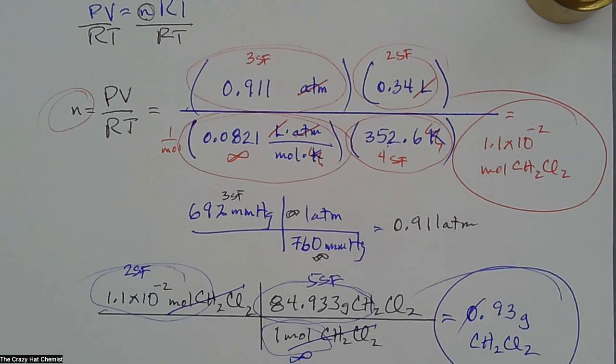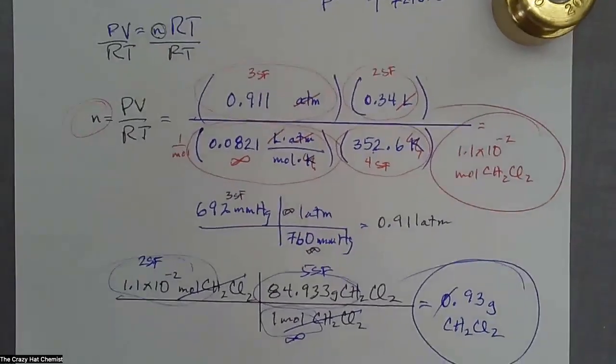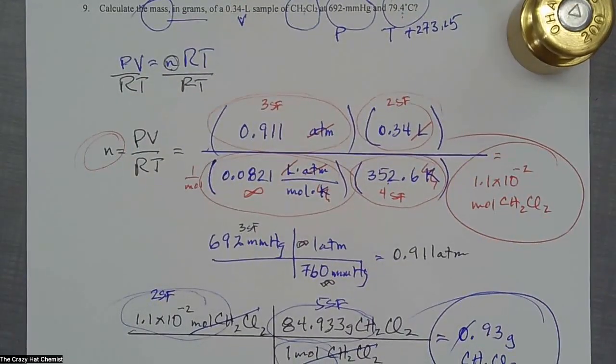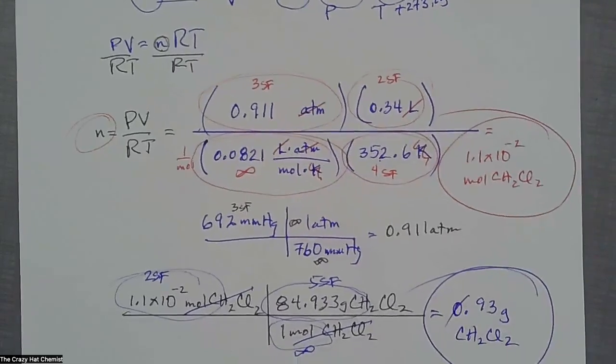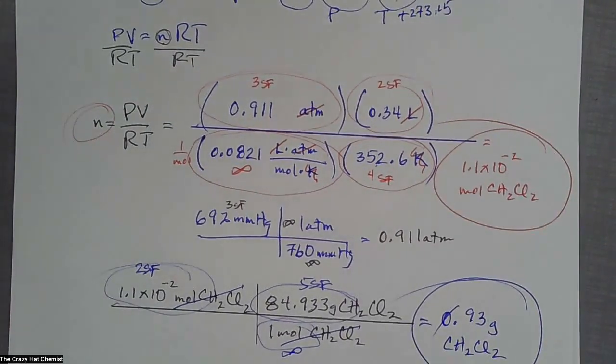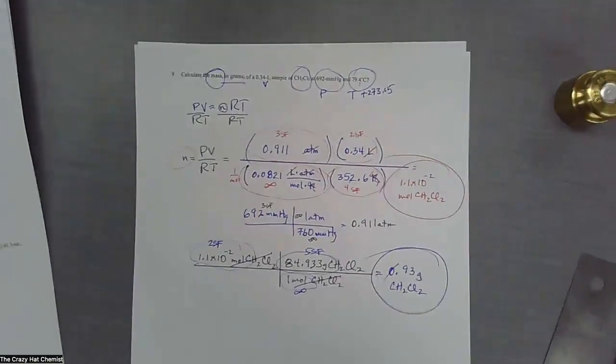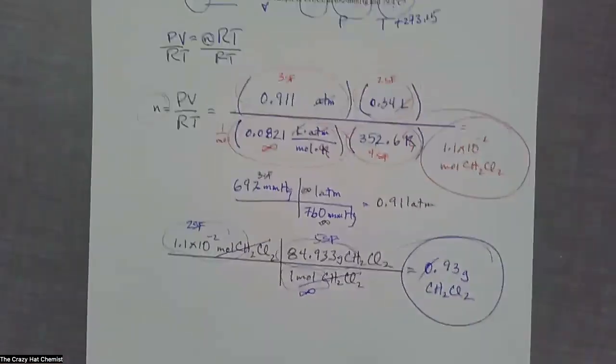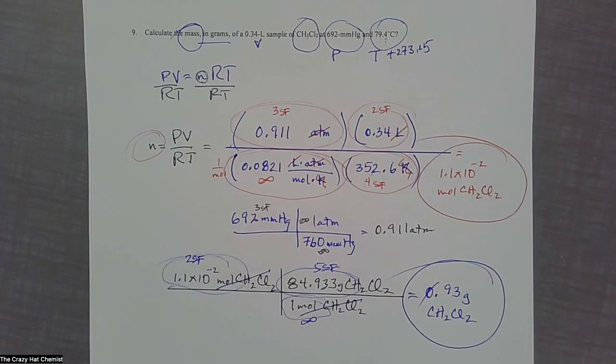Leading zeros don't count. I'm going to zoom out on this just slightly so that you can see the vast majority of this problem. Let me zoom out just a little bit more. And here we go. So you can see the whole problem here all at once. I used the ideal gas law, and I solved for moles and then converted the moles into grams, and I've got my number.